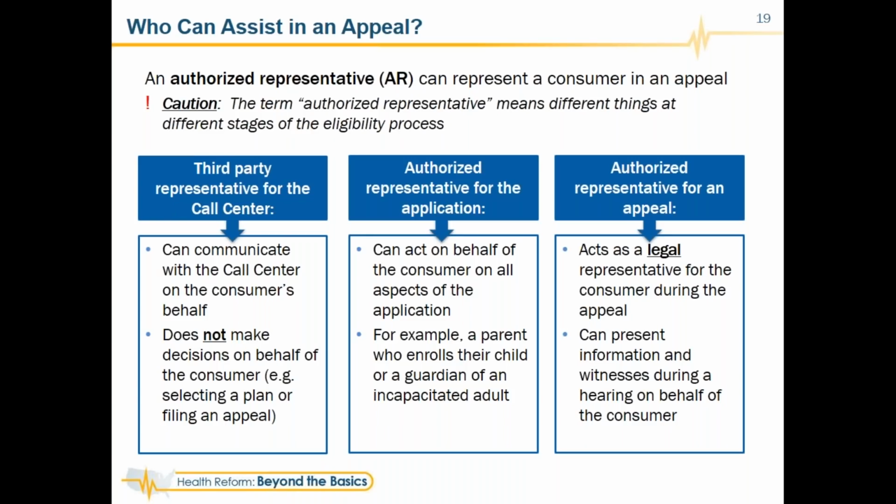So when you get to the appeals process, there really is a distinction, and someone needs to know if they're an authorized representative for the application or the appeal. In the appeals process, it really is a lawyer who should be an authorized representative. An assister or a navigator can certainly help a consumer in the appeals process, can serve as a witness, and can help present information, but likely should not be acting as an authorized representative because the legal rights of the consumer are actually at stake here.